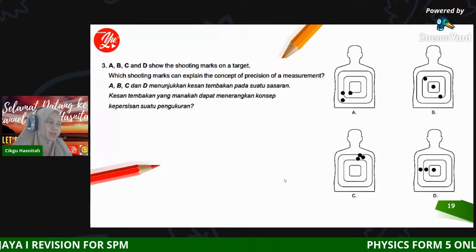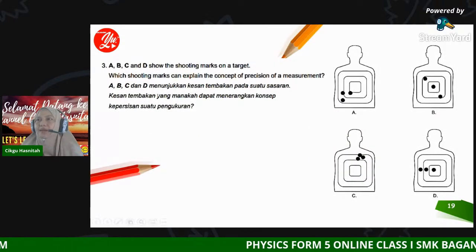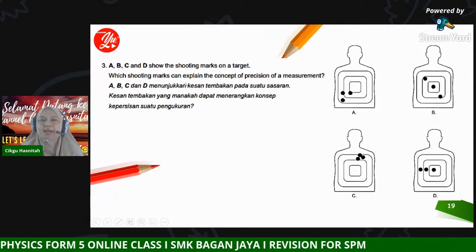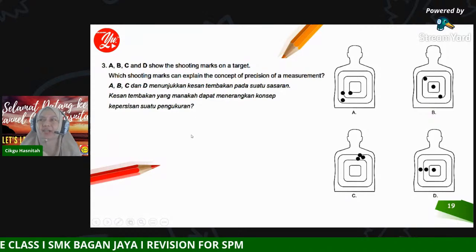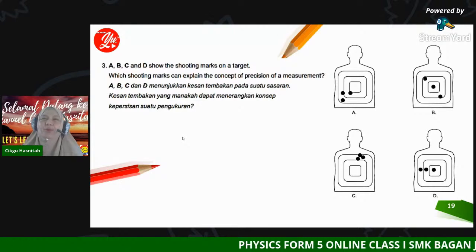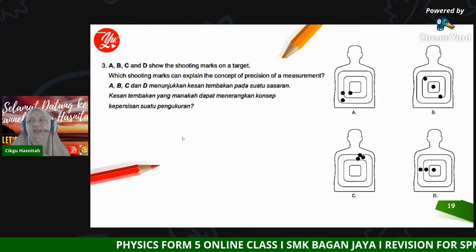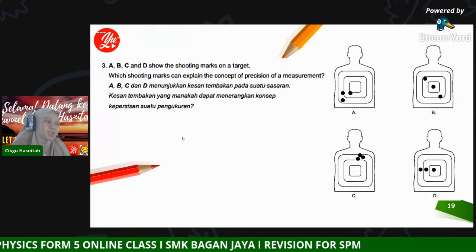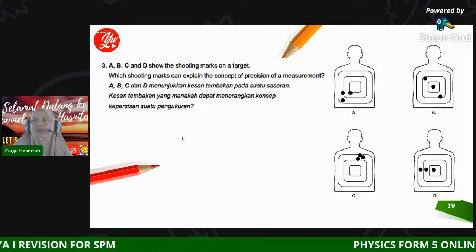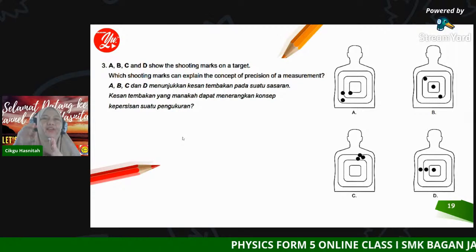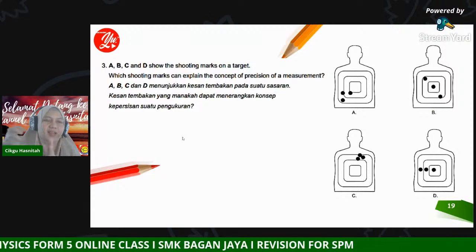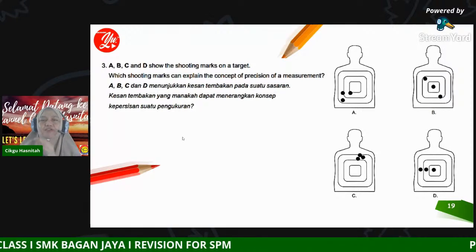Now question 3. A, B, and C show the shooting marks on a target. Which shooting mark can explain the concept of precision of a measurement? Precision, precise. What is meant by precision? A, B, C, or D? Which one is precise? Remember, in measurement we have precision and another one, accuracy. They ask you for precision.